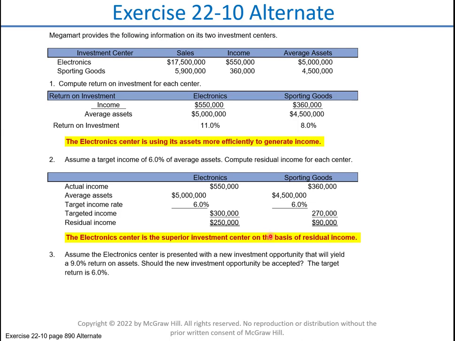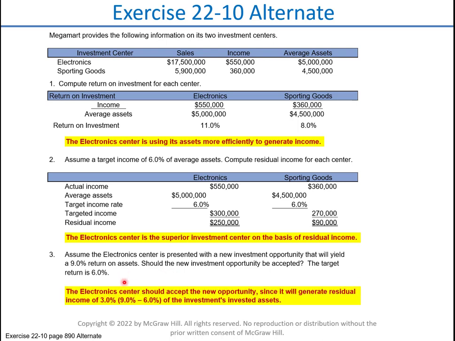The last assumption is that the Electronics Center is presented with a new investment opportunity that will yield 9%. Should they accept it? So yes, they should accept it because 9% is greater than 6%. And we already know they're earning more than 6% right here. So yes, they should accept the new opportunity.